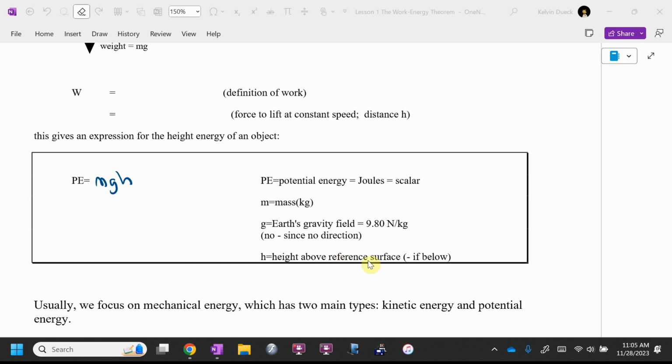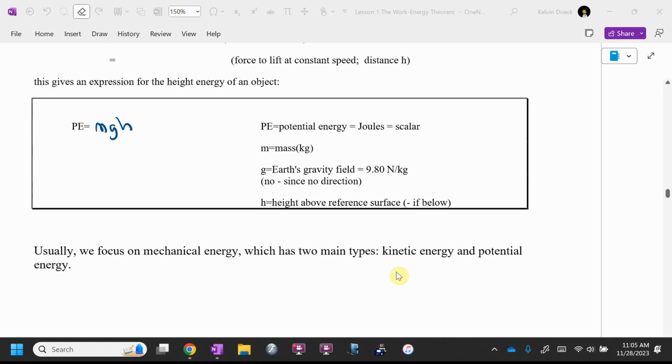The height is above whatever your surface is. It can be positive if it's above. It can be negative if you're going into a hole. You can have a negative height, and you can be losing energy. We focus on mechanical energy mostly this year, which has 2 main types, kinetic energy and potential energy. And the potential, the stored, is usually going to be gravity, but not always.